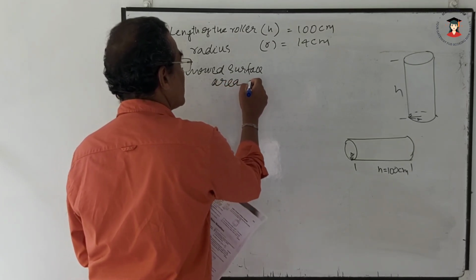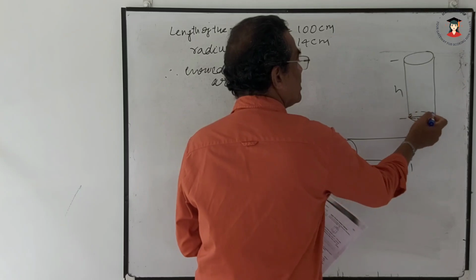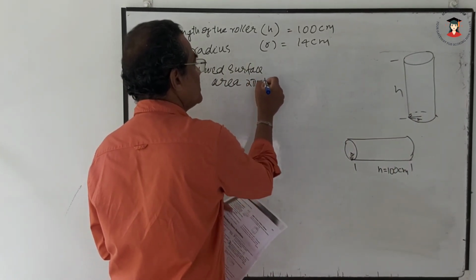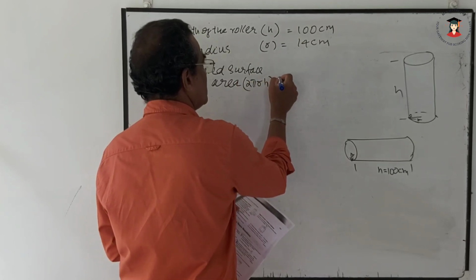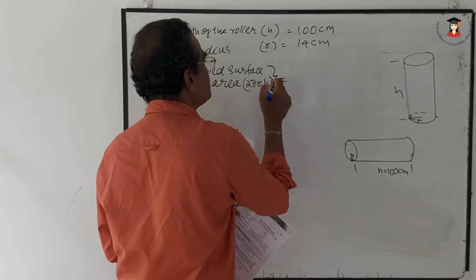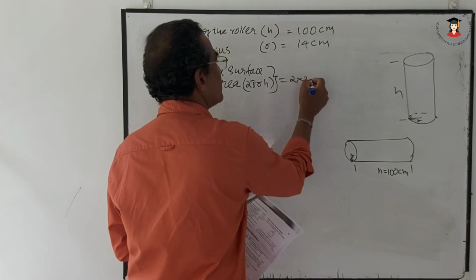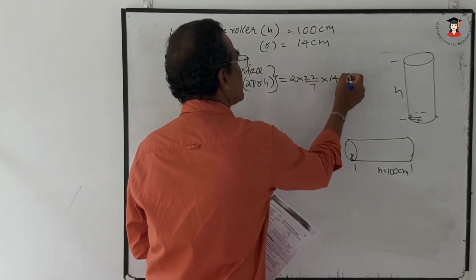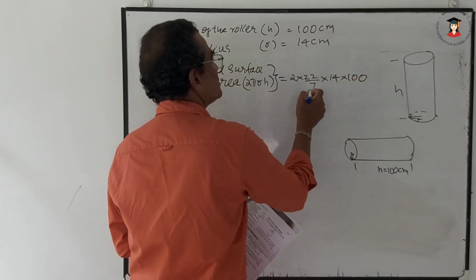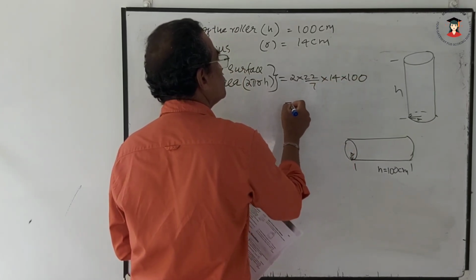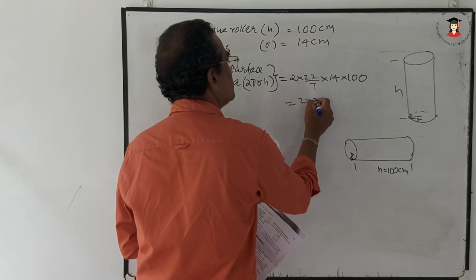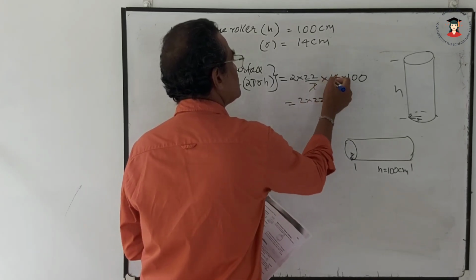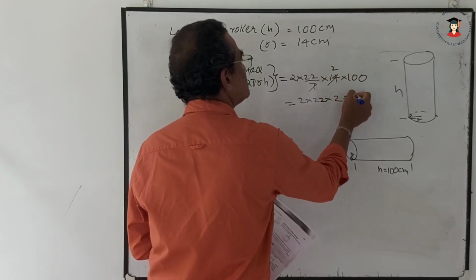Curved surface area is calculated as base perimeter into height. That is, base perimeter is 2 pi r and height is h. So 2 pi r h is equal to 2 into 22 by 7, r is 14, h is 100. 7 and 14 will give 2. So 2 into 22, here again add 2, into 100.